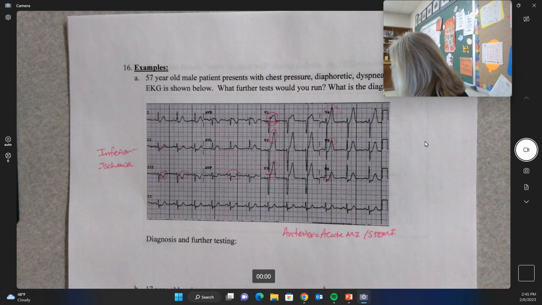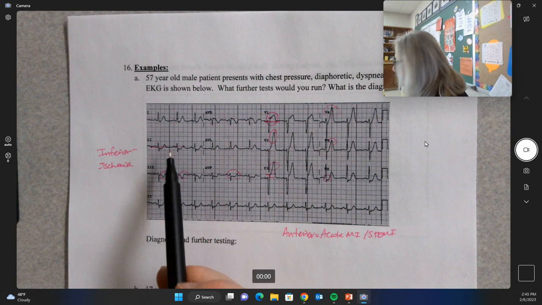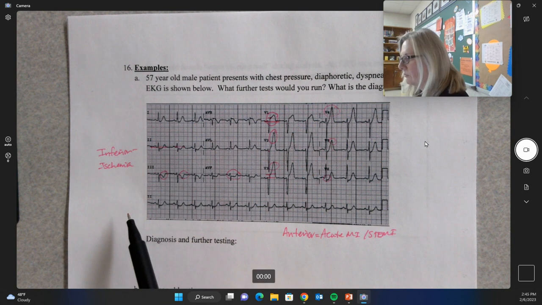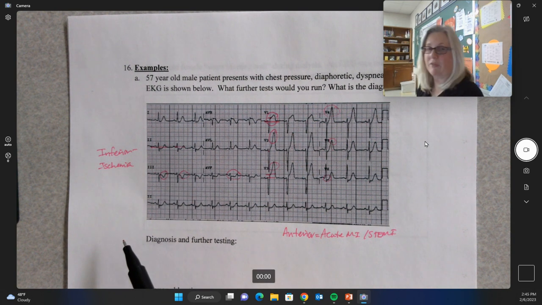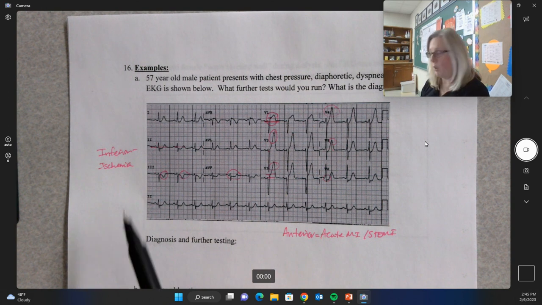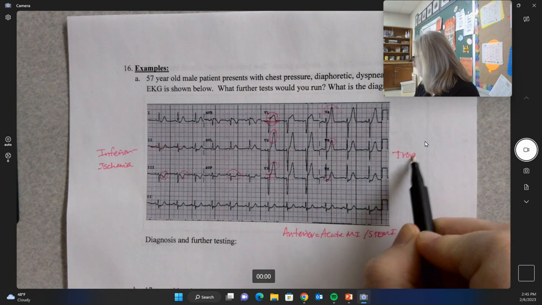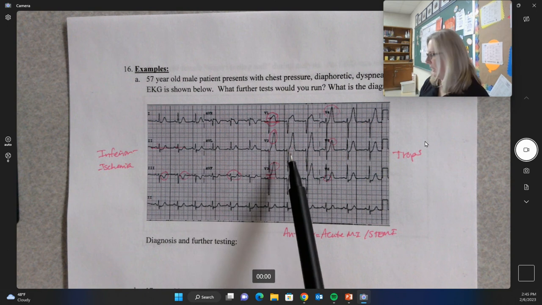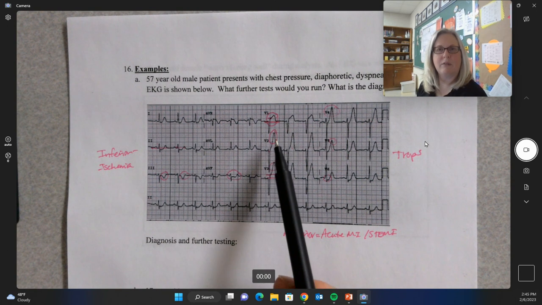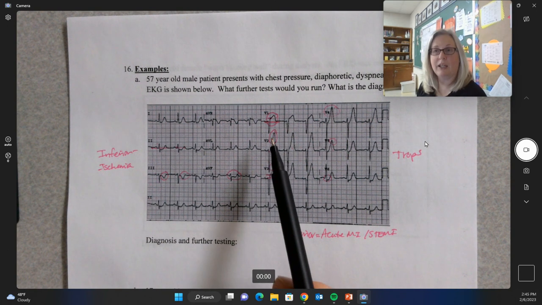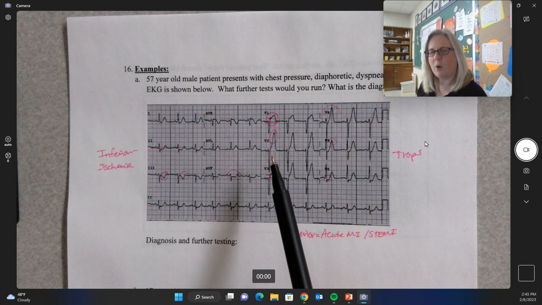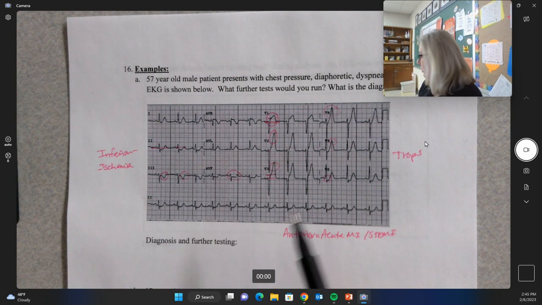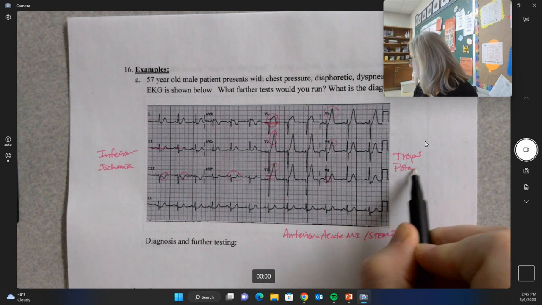Okay. So what other tests would I run for this? If we think they're having a heart attack, what's the first one we check? Troponins, right? So we're going to check tropes. And look at the T waves. Are the T waves nice and peaked? They're actually huge, aren't they? These T waves are peaked. So I'm going to check it just because it's really peaked. I'm going to check for potassium.